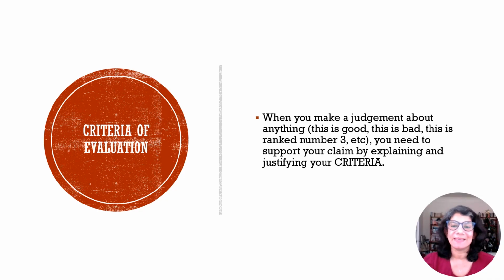So when you say, this movie was good, or this book was bad, this video game is excellent, you need to be able to define what you mean by good or bad or excellent. So you have to set up criteria, right? These are your criteria by which you judge that something is good or bad or excellent. That's the best way to defend your evaluative argument.